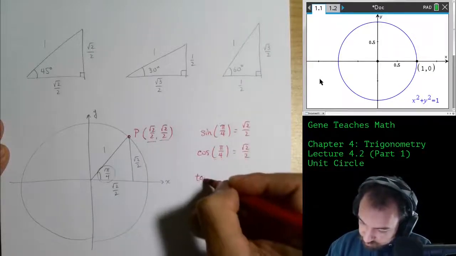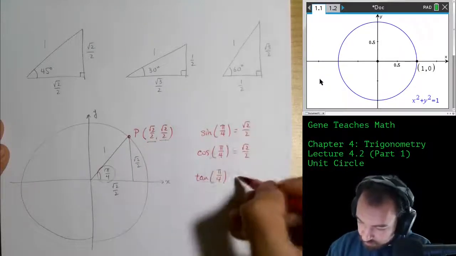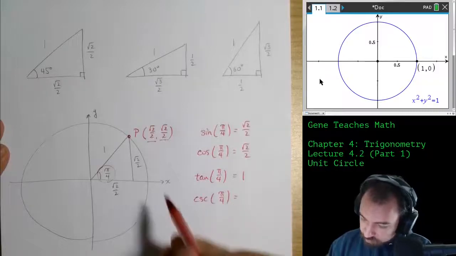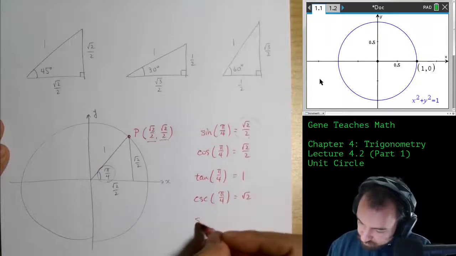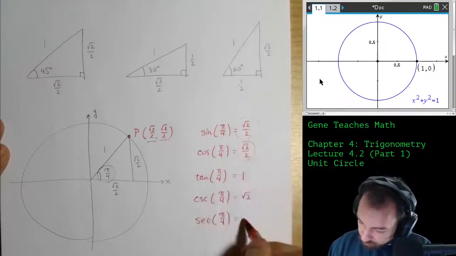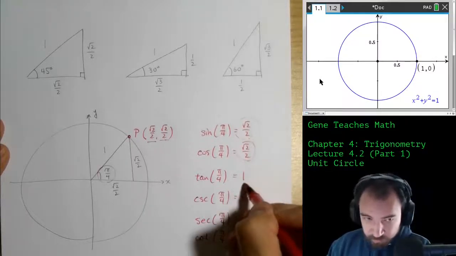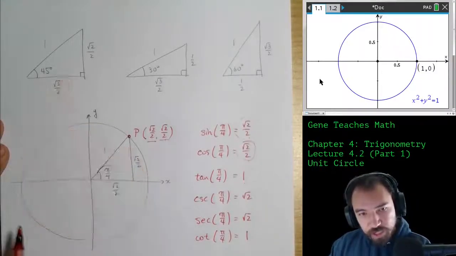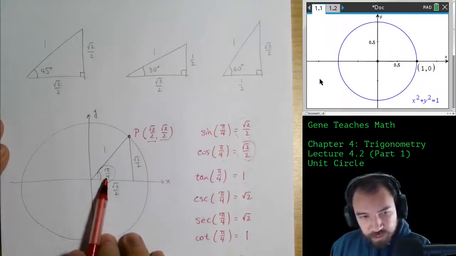I can say tangent of pi over 4 is the y-coordinate divided by the x-coordinate. Since they're the same, it'll just be 1. I can say the cosecant of pi over 4, which is the reciprocal of sine. So it's the reciprocal of root 2 over 2. That will just become square root of 2. Then secant of pi over 4, which is the reciprocal of cosine of pi over 4, also root 2. And then cotangent of pi over 4, which is the reciprocal of tangent of pi over 4, simply 1. And so by using geometry, we now have the ability to find the values of the 6 trigonometric functions for the angle pi over 4.